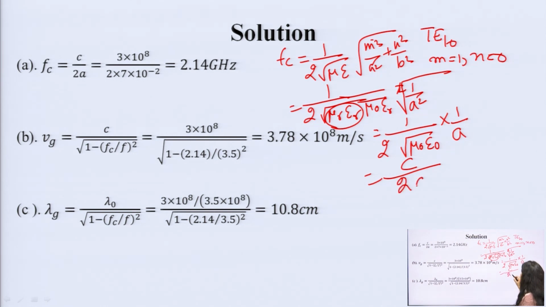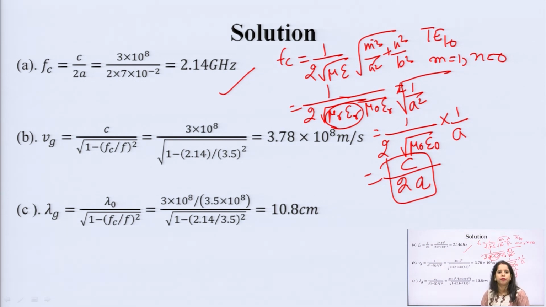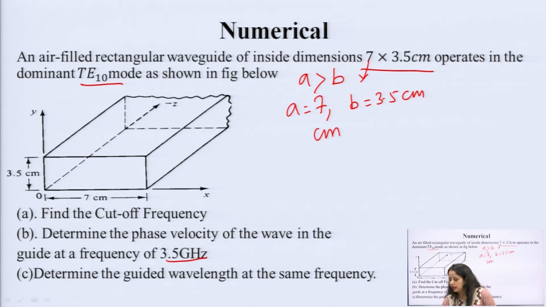So now we are getting the expression used in the formula: the cutoff frequency formula for the TE10 mode of a rectangular waveguide is c by 2a. Just substitute the values of c and a, and we get the cutoff frequency as 2.14 gigahertz. Now the second thing we have to calculate is the phase velocity of the wave in the guide at a frequency of 3.5 gigahertz.